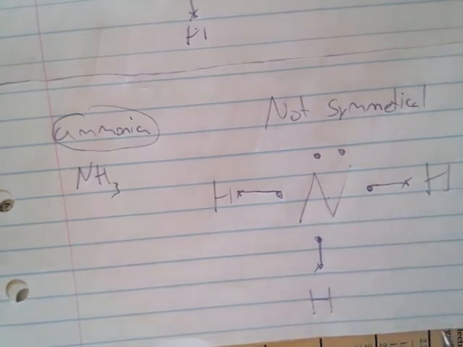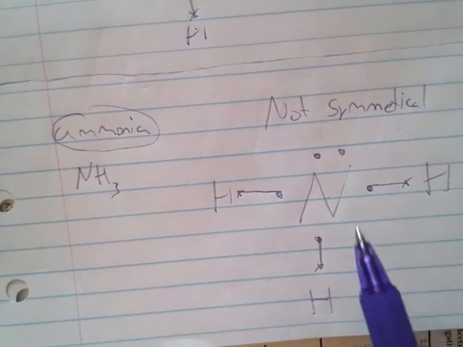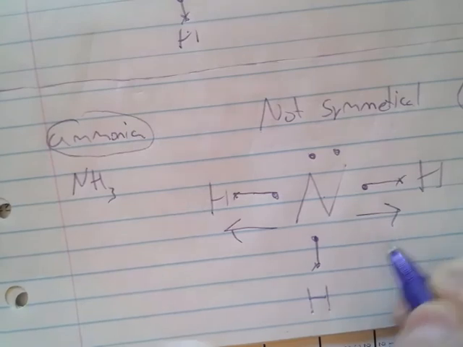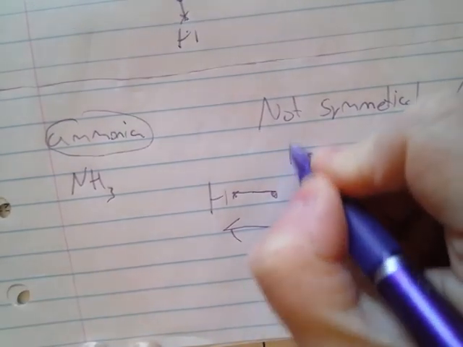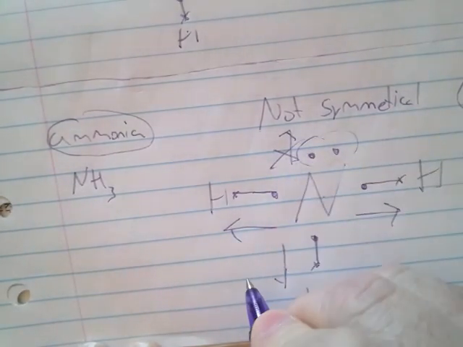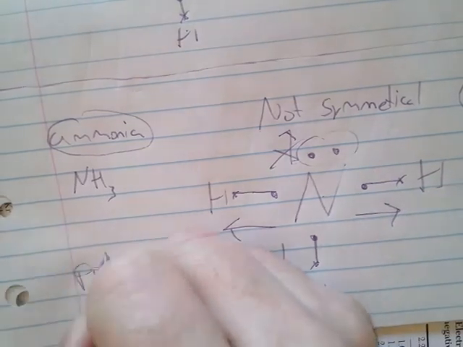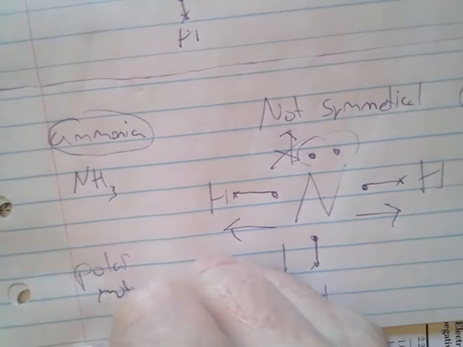But ammonia, NH3, is not symmetrical. There's a pull here, there's a pull here, so those two cancel. There's a pull down, but there's no pull up. There's only a pair of electrons here, which means it's asymmetrical, so this is a polar molecule, which is what you'd expect anyway. There were polar bonds in there.